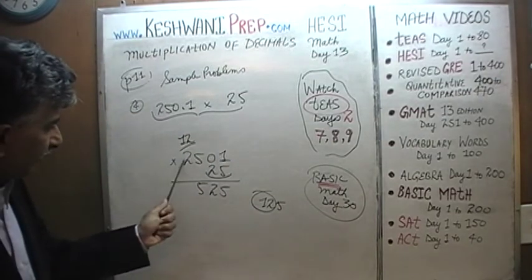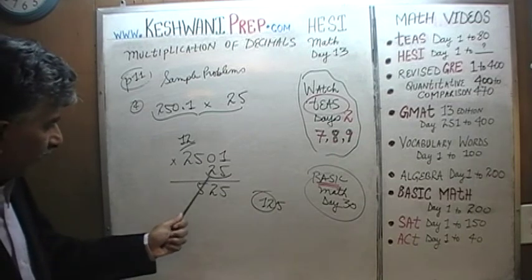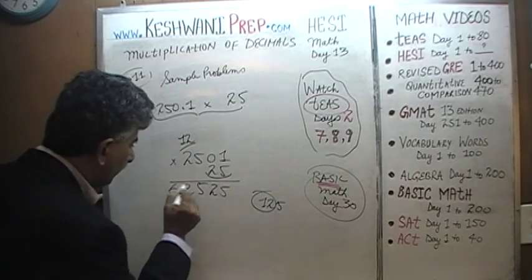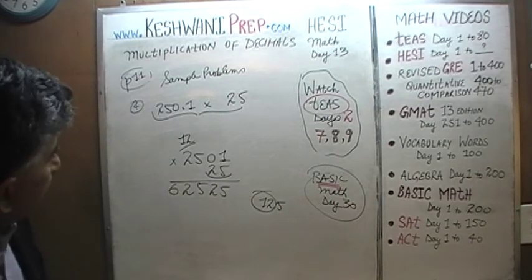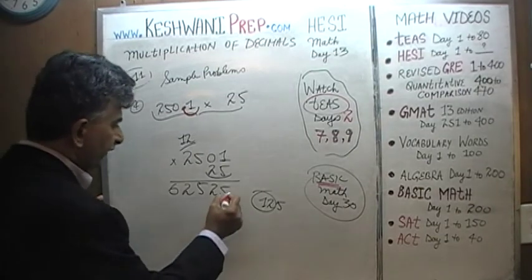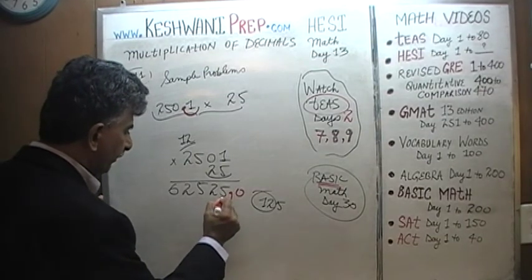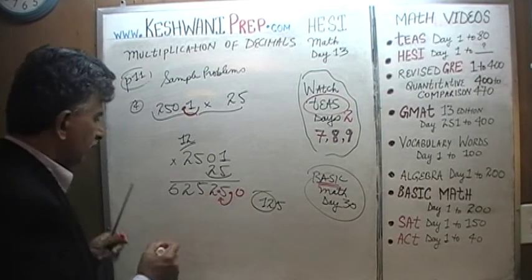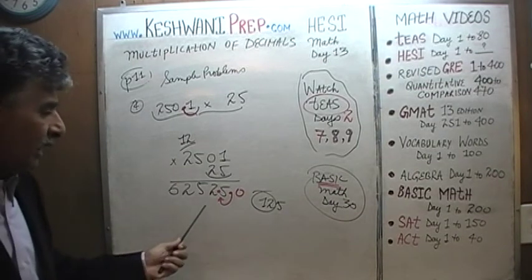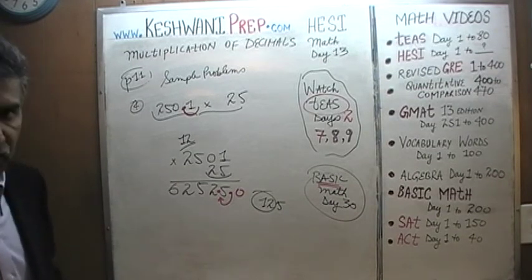And then 2 5s are 50. 50 plus 12 is 62. There you go. And now we take care of our decimal. We only have one decimal place right here. So here's our decimal. We just move it one place and we end up with 6,252.5.